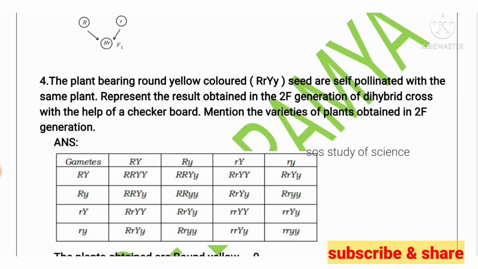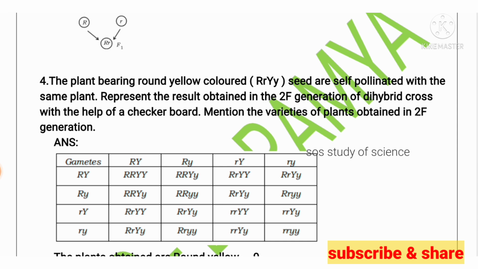So, in the question they have given the resultant of the F1 generation, that is round yellow with the alleles capital R, small r, capital Y, small y. This is the offspring that we actually got in the F1 generation. So, on segregation we get capital R, capital Y, capital R, small y.